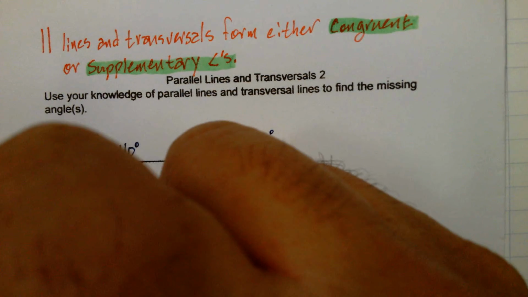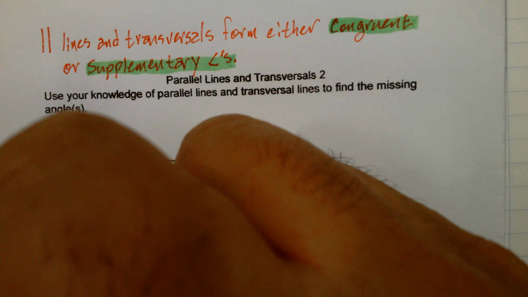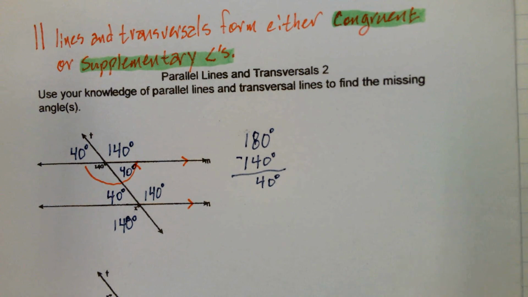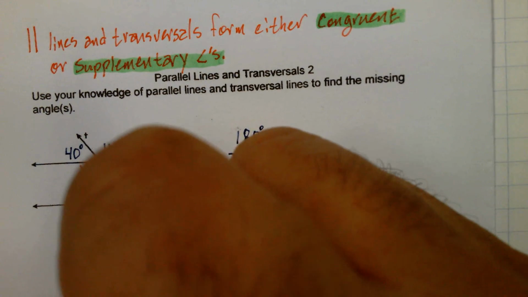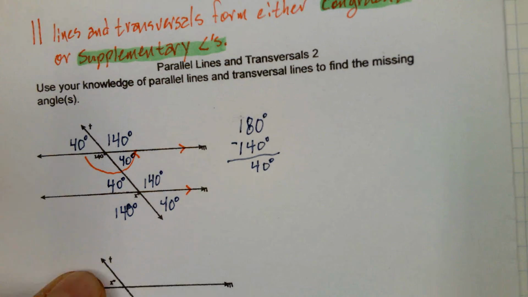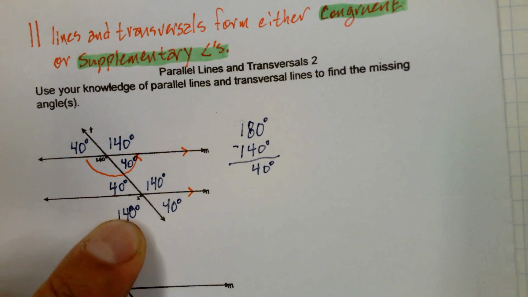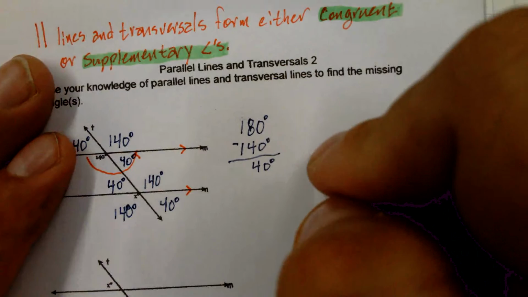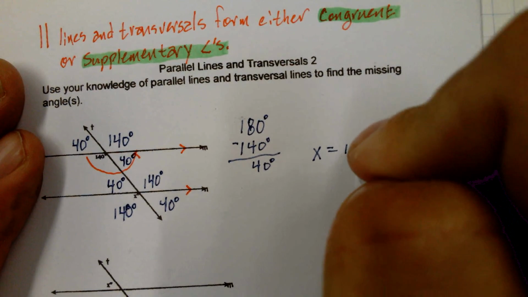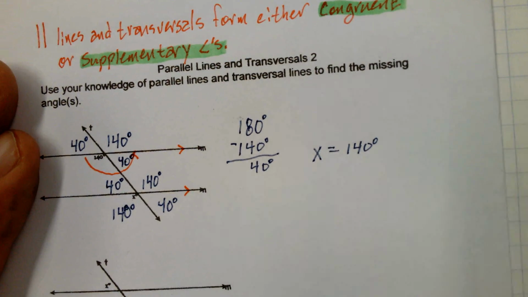So this is the one we were looking for, right? But it's so easy to find all of them. And that's going to be handy in other situations. But in particular, they asked us to find this measurement for angle X. So X is 140 degrees. Okay.